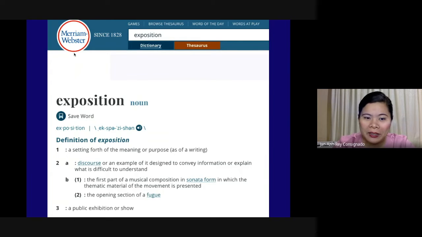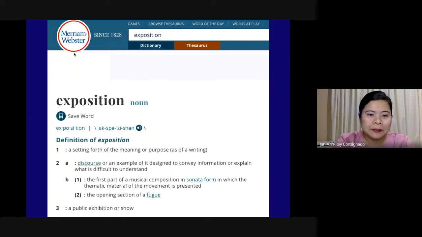And letter B, number one, the first part of a musical composition in sonata form in which the thematic material of the movement is presented. And number two, the opening section of a fugue. And number three, a public exhibition or show. We are to discuss numbers 1 and 2.